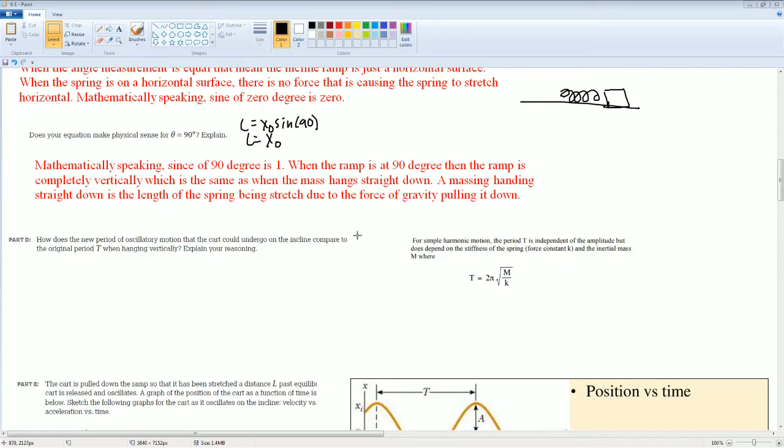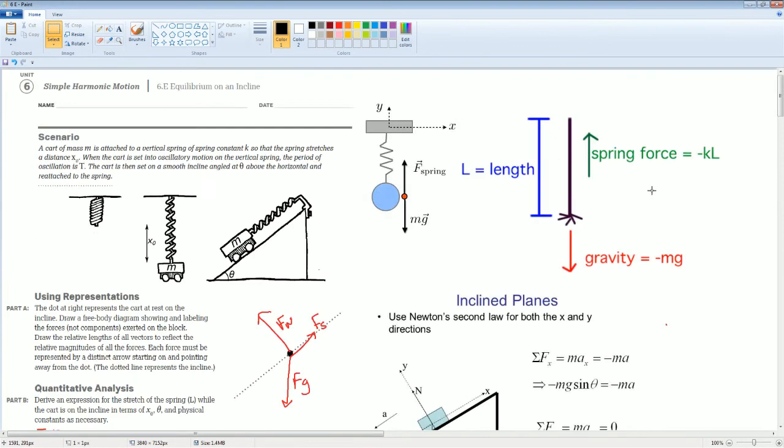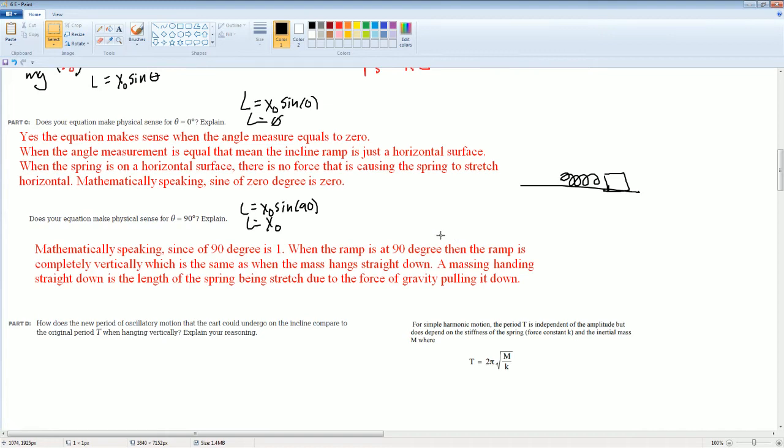Mathematically speaking, since sine of 90 degrees is 1, when the ramp is at 90 degrees, the ramp is completely vertical, which is the same thing as the mass hanging straight down. A mass hanging straight down stretches the spring due to the force of gravity pulling it down. That makes sense, right? The only thing pulling it down is the L due to the force of gravity. So yes, that makes sense.